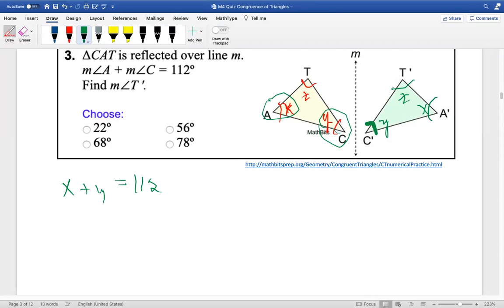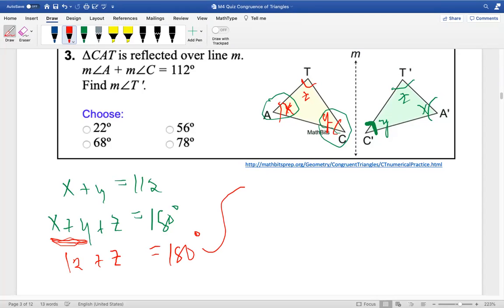All right, and we know that the sum of the angles of a triangle is equal to 180 degrees. So that's X plus Y plus Z is equal to 180 degrees. And since we knew that X plus Y is 112, so 112 plus Z is equal to 180 degrees, all right? So let's solve for Z. Z is equal to 180 minus 112.